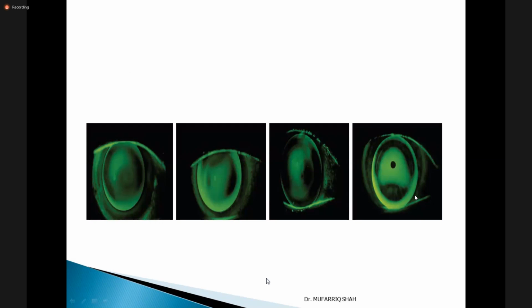What about here? PG lens, sir. PG. So what about the left one? Sir, at 5 to 7 o'clock, pooling is there.